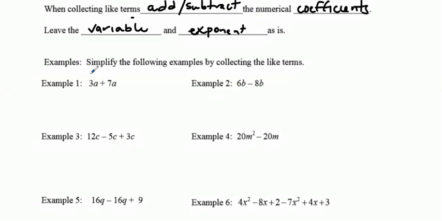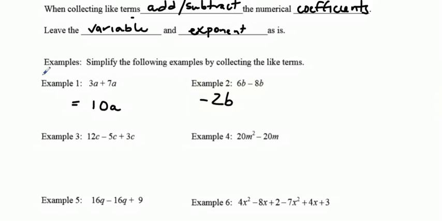These are like terms because the variable is the same, so 3a plus 7a. All we do is operate on the numbers. So 3 plus 7 is 10, and we leave the a as is. So it's not a squared, it's not 2a, it's 10a. So 6b minus 8b, again these are like terms, so we're doing 6 minus 8, which is negative 2, and we have a b.